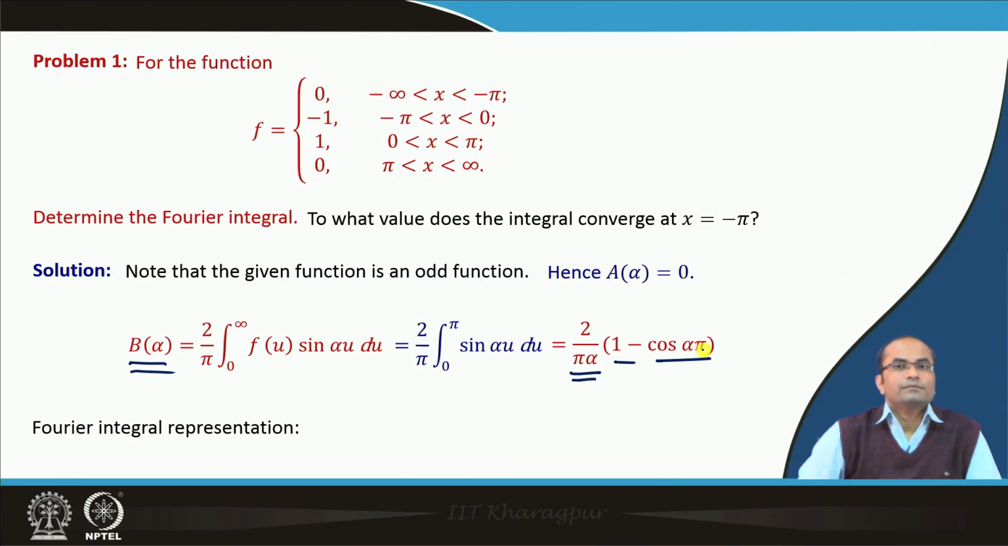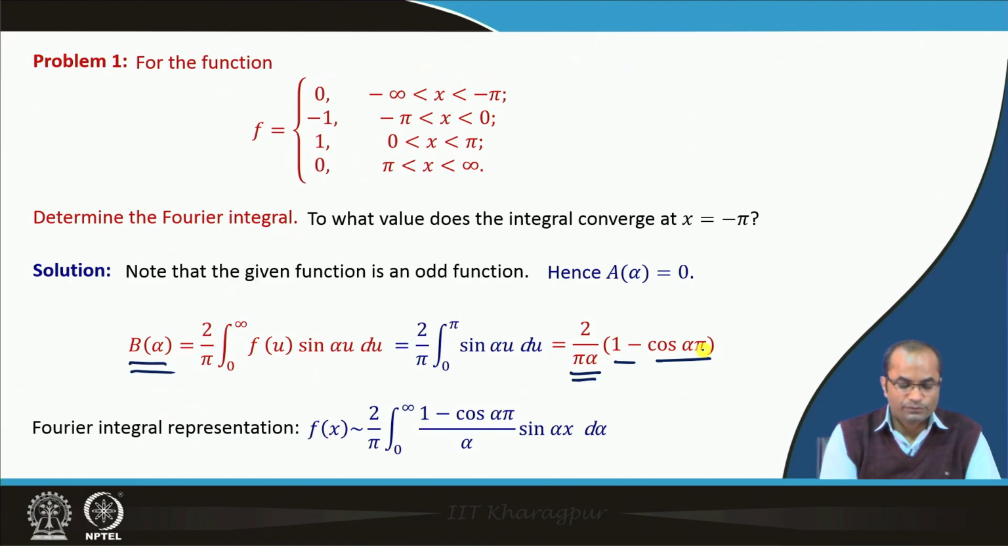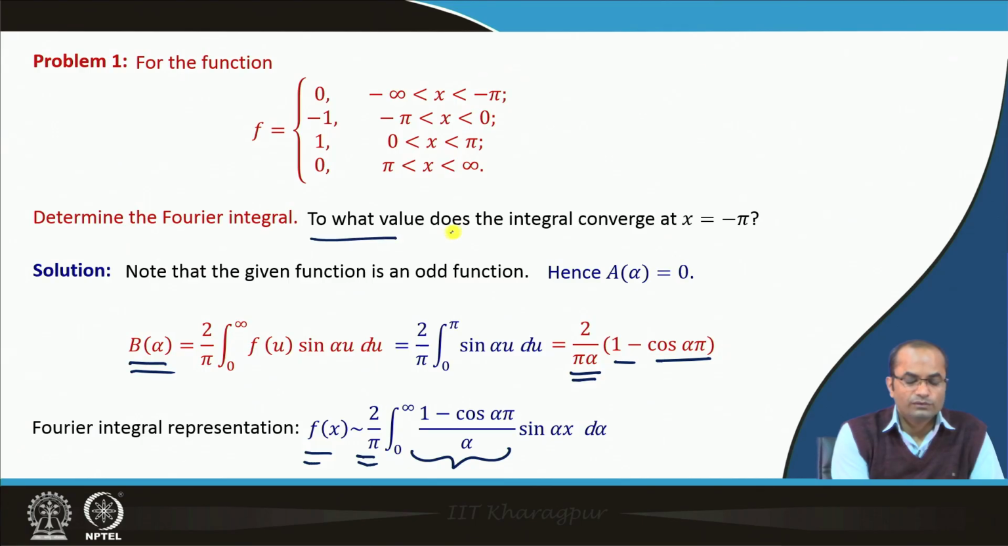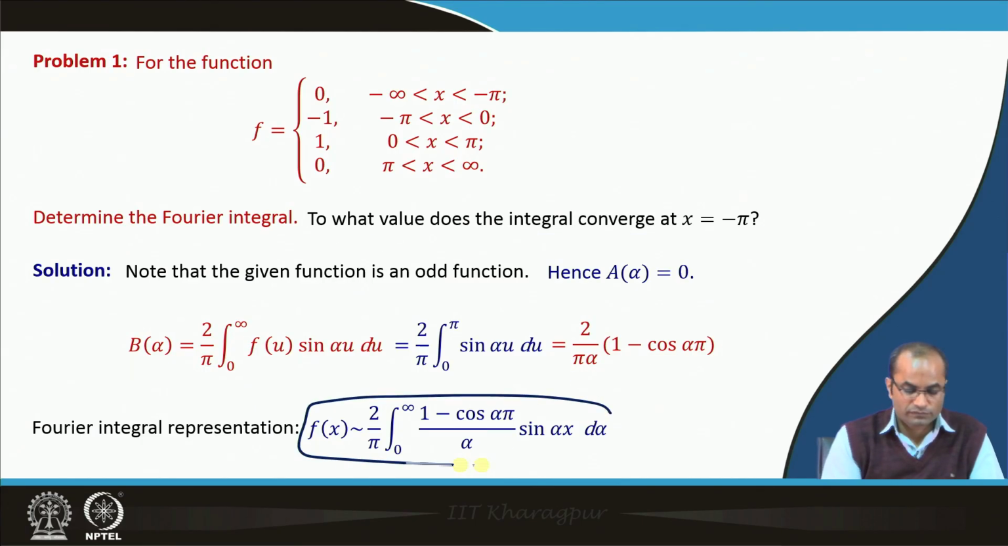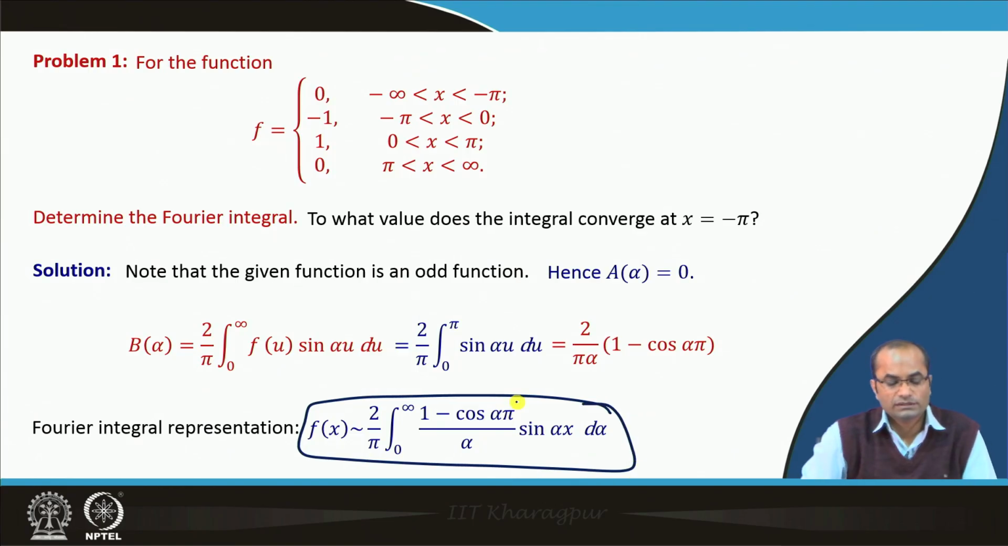The Fourier integral representation, because A(alpha) is 0, is a rather simple representation: f(x) is given by 2 over pi, integral of 1 minus cos alpha pi over alpha, times sine alpha x, d alpha. And now the question is to what value this integral converges. So we have the Fourier integral representation of the function. Now, the question is to what value the integral converges at x equal to minus pi.